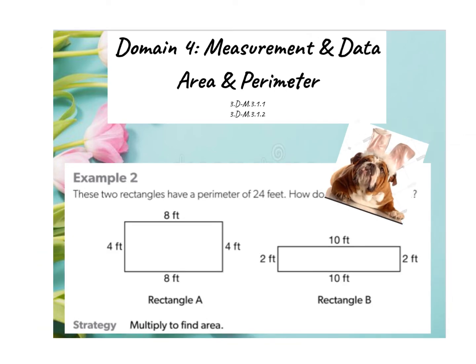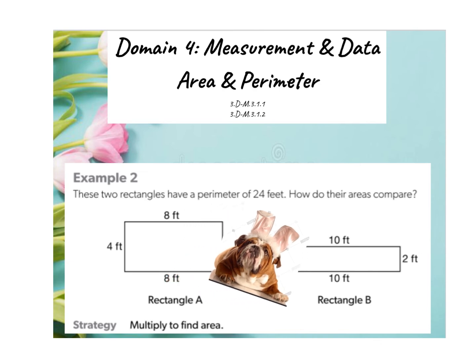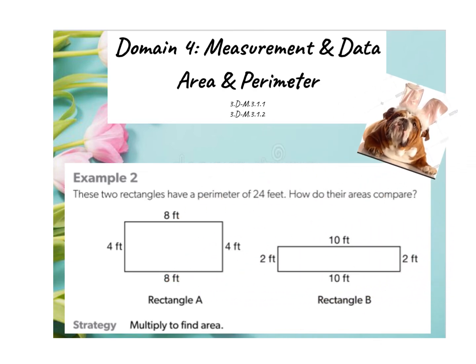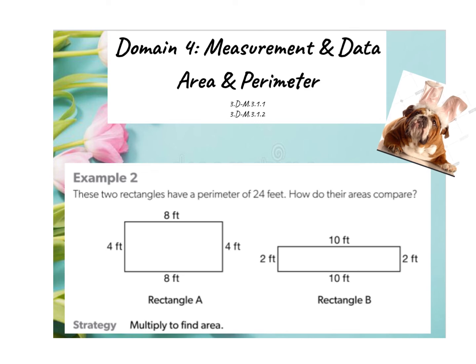Let's practice this. These are 2 rectangles. They have a perimeter of 24 feet. How do their areas compare? So we know that the perimeters are the same. 8 plus 4 plus 8 plus 4 is 24. 10 plus 2 plus 10 plus 2 is 24. But now we're going to figure out the area.